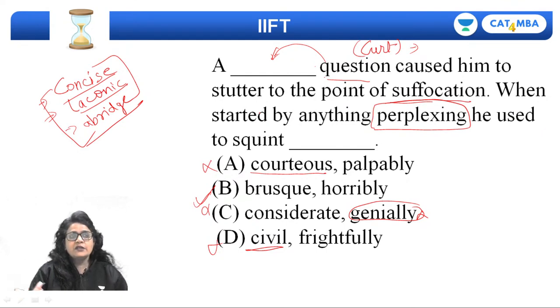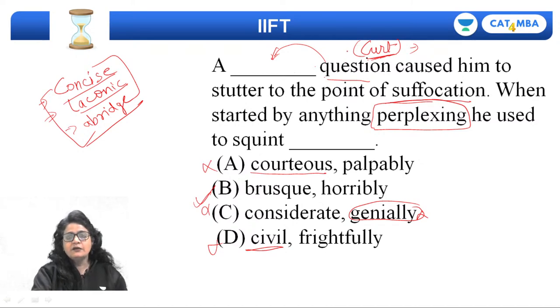Right? So when somebody asks you, are you willing to take up marketing as your specialization? No. So that's going to be a very brusque reply. Very brusque, because it's to the point, but at the same time, it's definitely clearly negating and clearly giving the answer, but it is a curt reply. That means it's not very courteous. It's not polite. ठीक है?